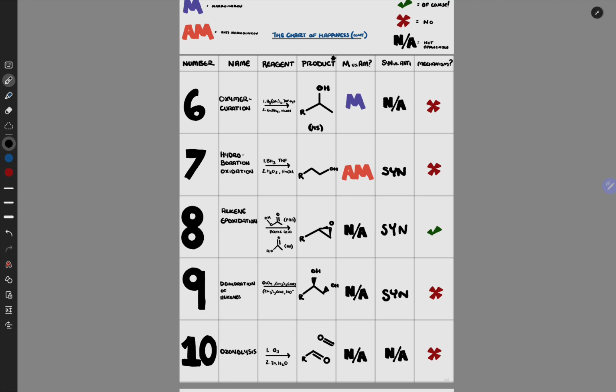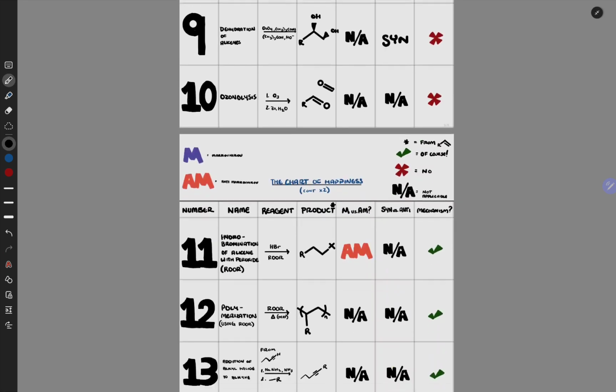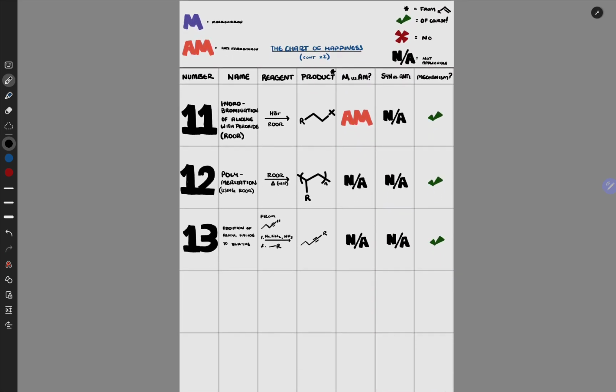Anyways, O3, the ozone layer. You can think of the concept of creating holes in the ozone layer. It creates a hole in the middle of this alkene here, and then adds oxygens to it. So there you go. We have 3 more, and then we'll move on to our mechanisms. So in the chart of happiness, we find these 3 more.